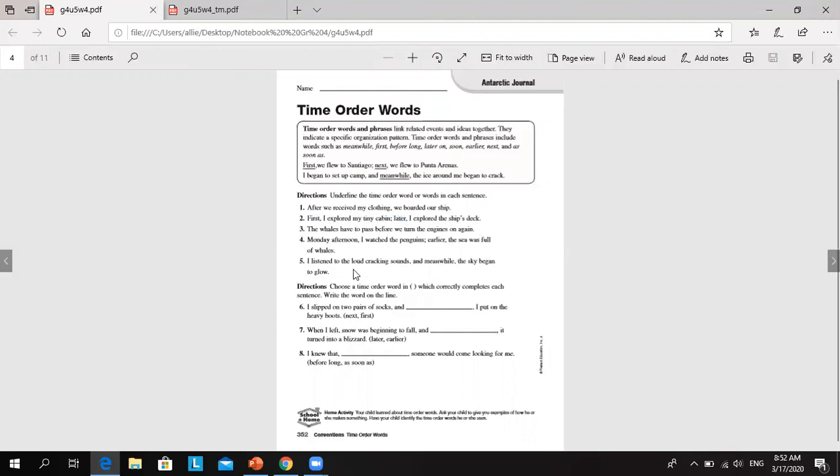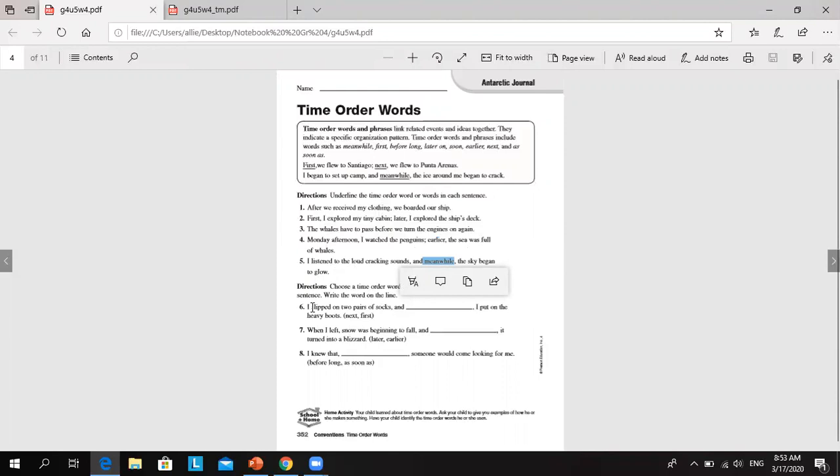Number three, "The whales have to pass before we turn the engines on again." The word giving us the order of events is before. In number four, "Monday afternoon, I watched the penguins. Earlier, the sea was full of whales." The word earlier tells us the arrangement of the events. And lastly, "I listened to the loud cracking sounds, and meanwhile, the sky began to glow." The word telling us the order of events in this sentence is meanwhile.